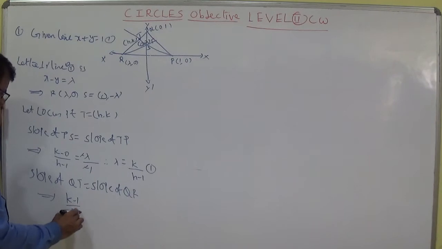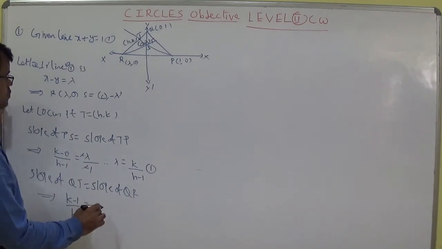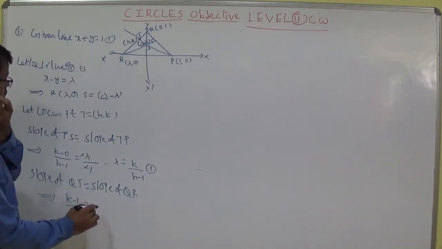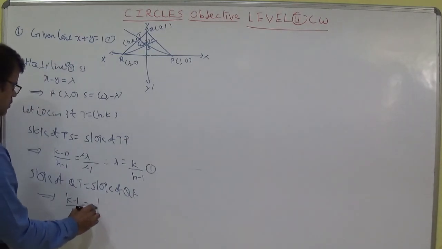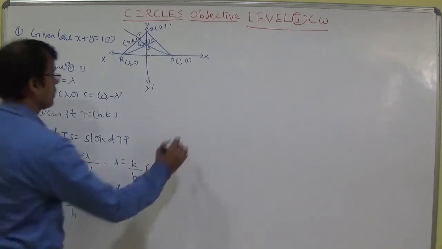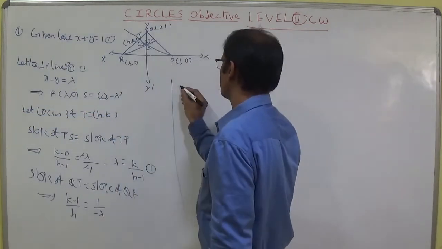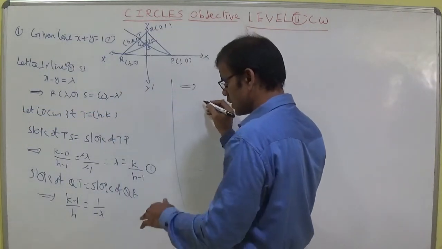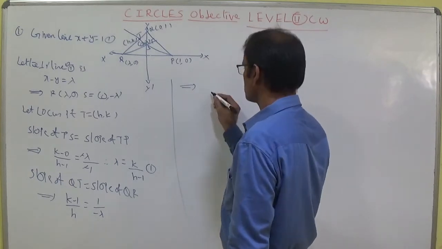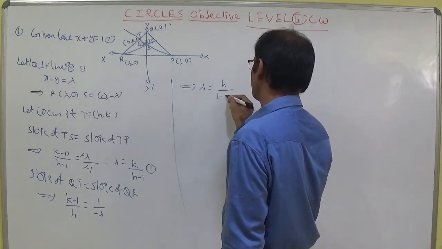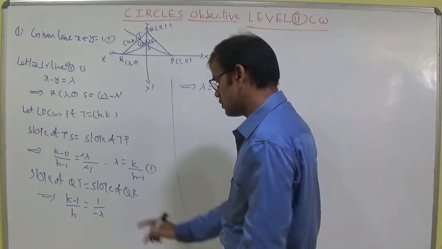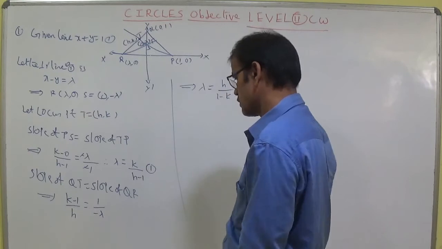K minus 1 by h is equal to 1 by minus lambda, that is, 1 minus 0 by 0 minus lambda, so 1 by minus lambda. That implies, by taking reciprocal, we can say that lambda is equal to h by 1 minus k.